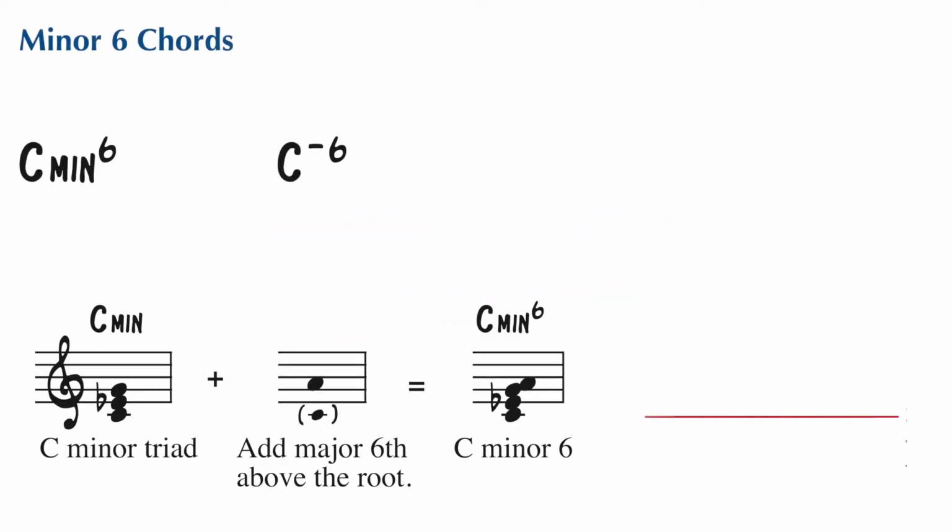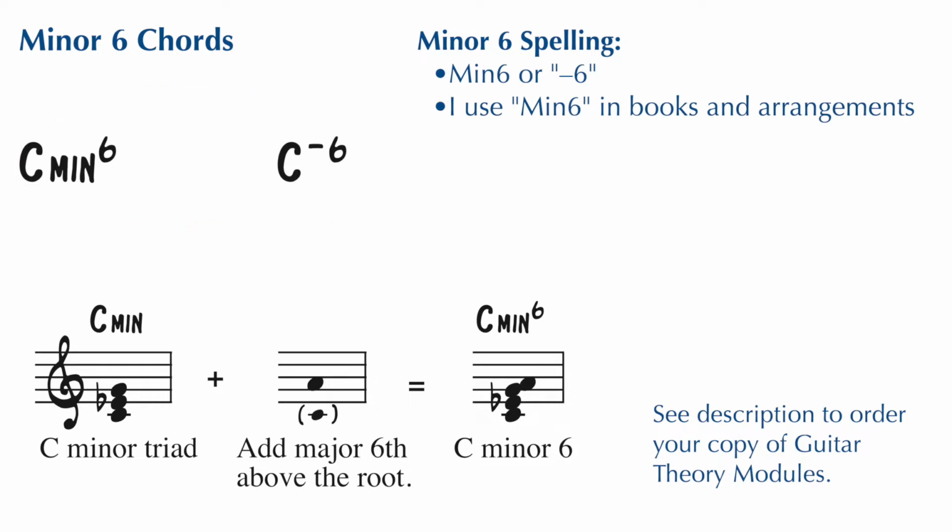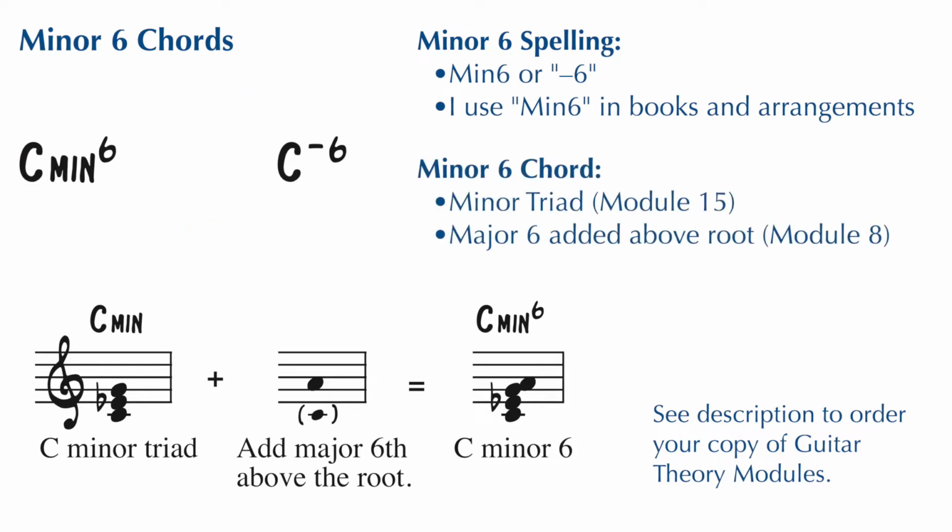Minor 6 chords can be written with a MIN6 or a dash and a 6. In my books, I like to use the MIN6. So a minor 6 chord is simply a minor triad with a major sixth added above the root. Here's a C minor triad: C, E flat, and G. Then we add a major sixth above the root. The root is C. A major sixth above C is A. Stack them all up. We have C, E flat, G, and A, or C minor 6.